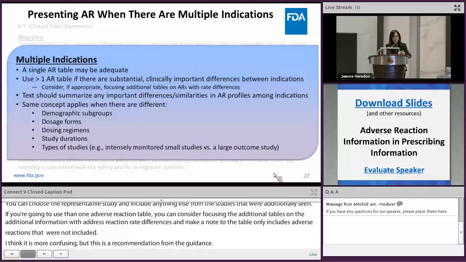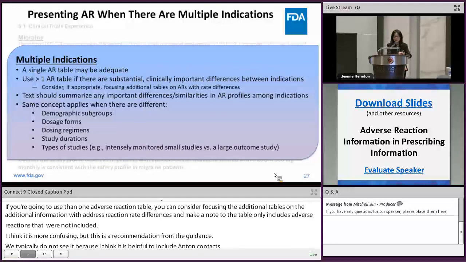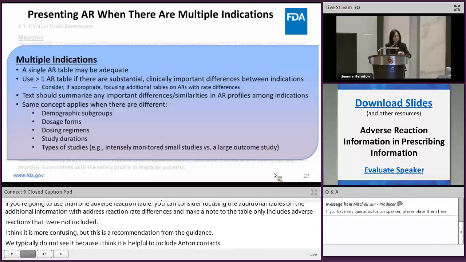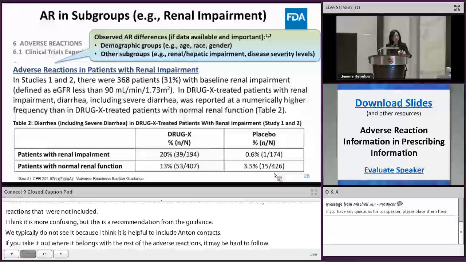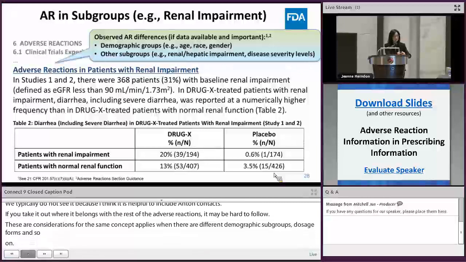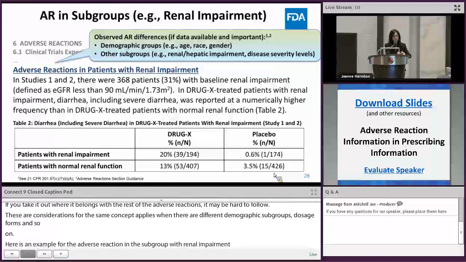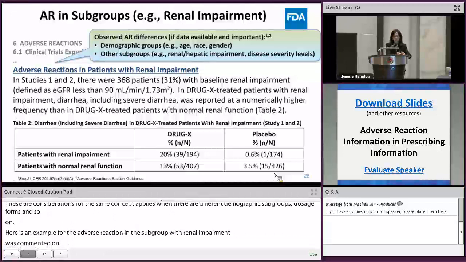Okay, so the same concept applies when there are different demographic subgroups, dosage forms, dosing regimens, and so on. Here's an example where the adverse reaction in a subgroup with renal impairment was commented on. In studies 1 and 2, which were the efficacy studies, a subgroup with renal impairment was analyzed separately and found to have a higher incidence of diarrhea, including severe diarrhea. And here's the table showing that breakdown. Again, the denominators are shown so people can see the subgroup size.